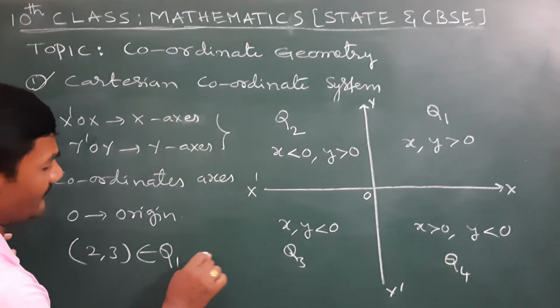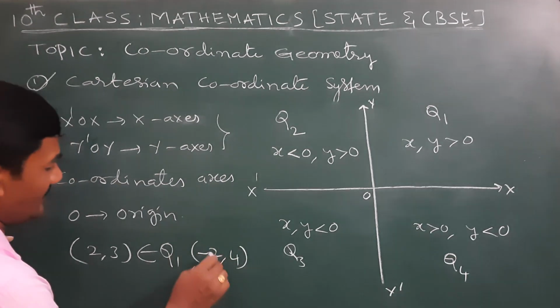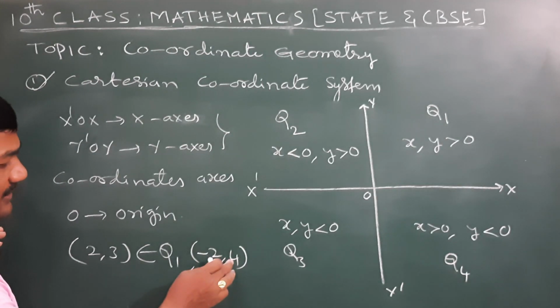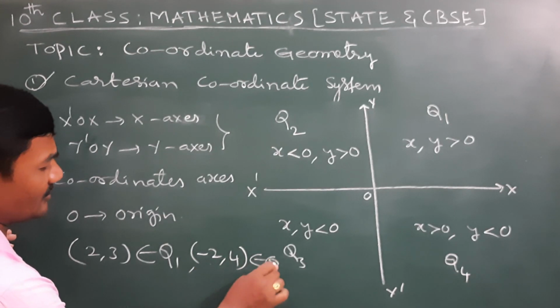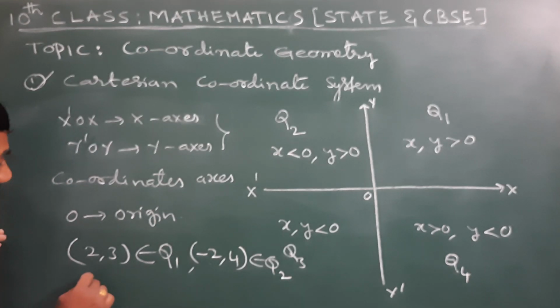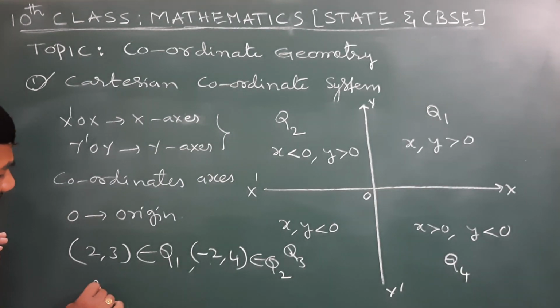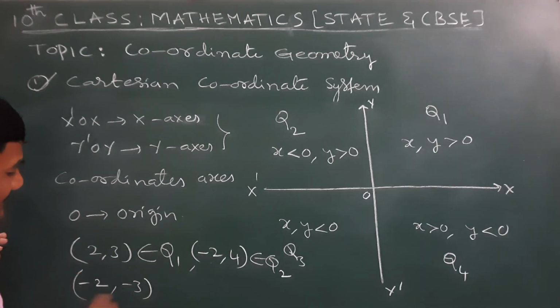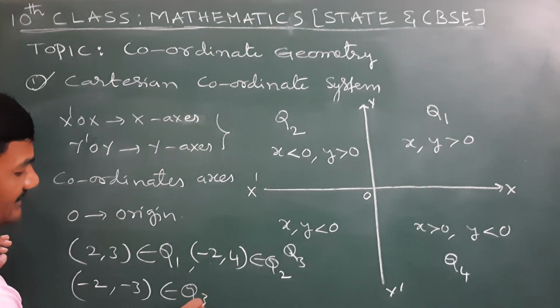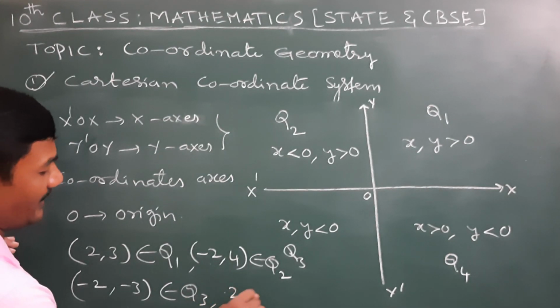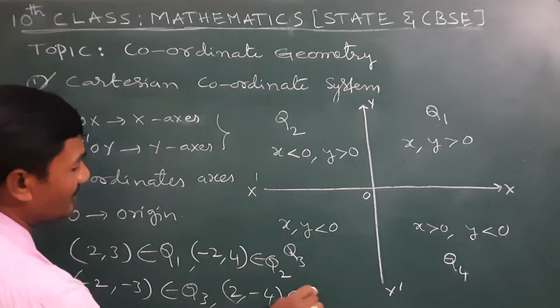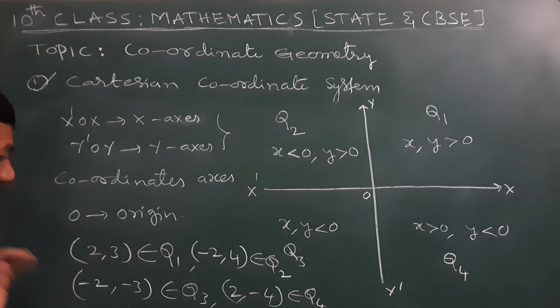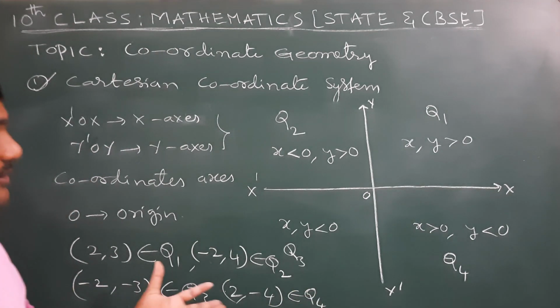Another is (-2, 4). Minus 2 is negative, 4 is positive, so that belongs to the second quadrant only. Another is (-2, -3), which belongs to the third quadrant. (2, -4) belongs to the fourth quadrant only. Therefore, these are the quadrants.